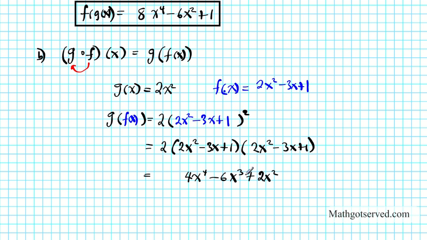Now we're going to shift over to distributing the first degree term. Negative 3x times 2x squared is negative 6x to the 3rd. Negative 3x times negative 3x is positive 9x squared. Negative 3x times positive 1 is negative 3x.